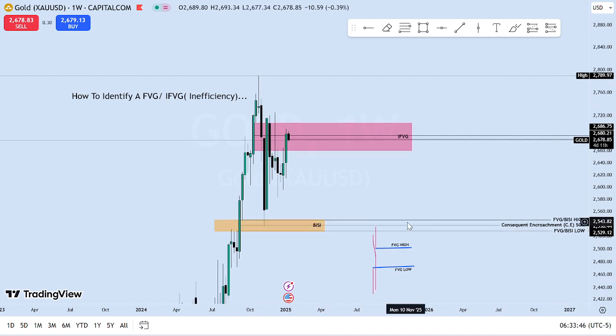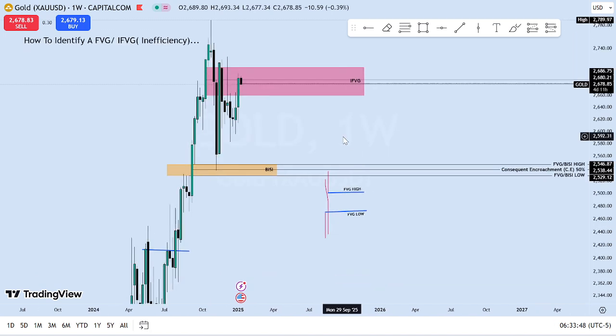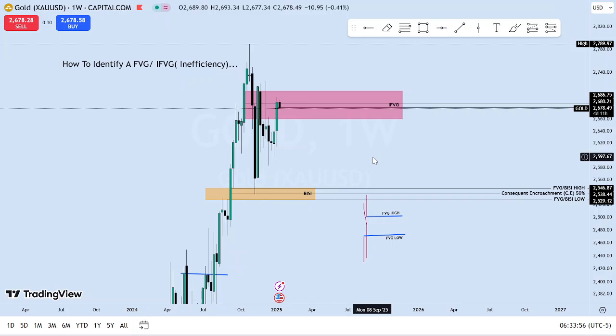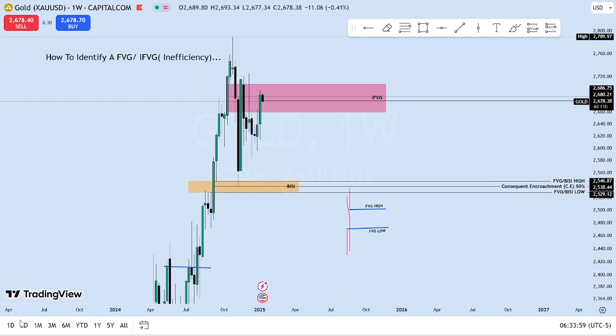So with what I have shown now, I hope you can identify a fair value gap and annotate it, right? Yes. Okay, good. I will screenshot this and send it on the group so you take your time and practice.